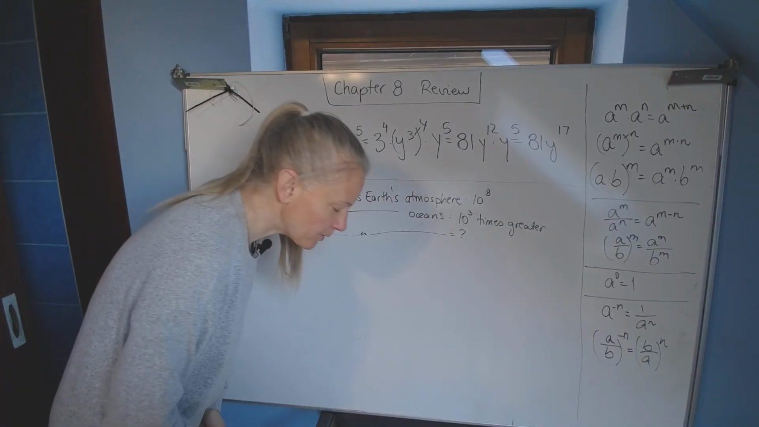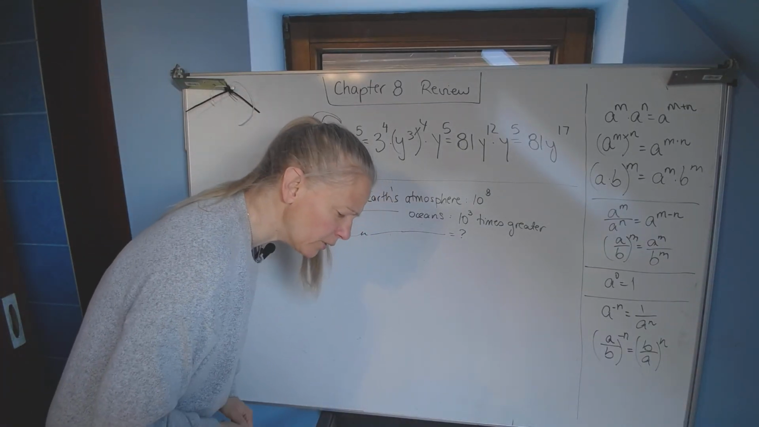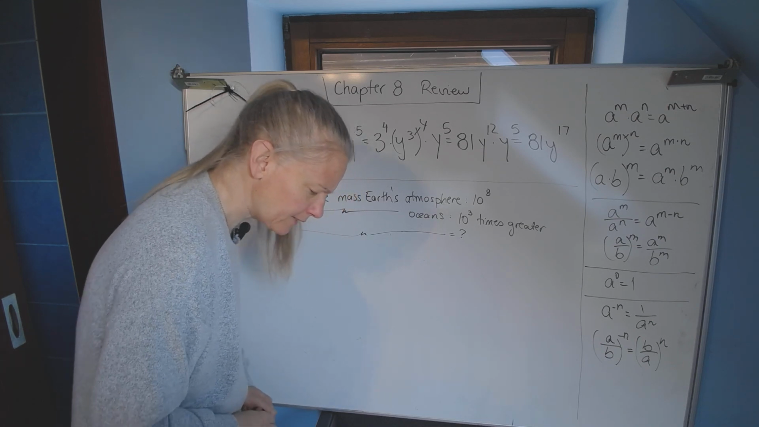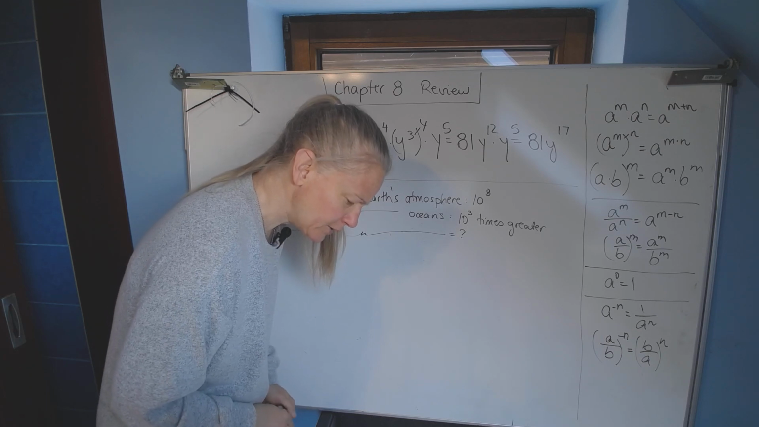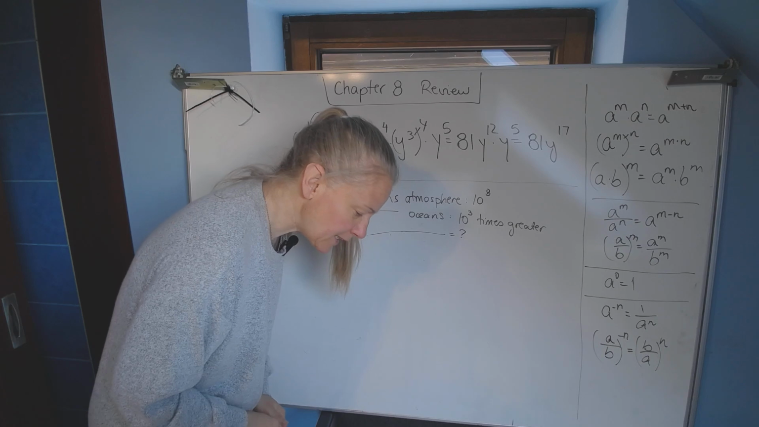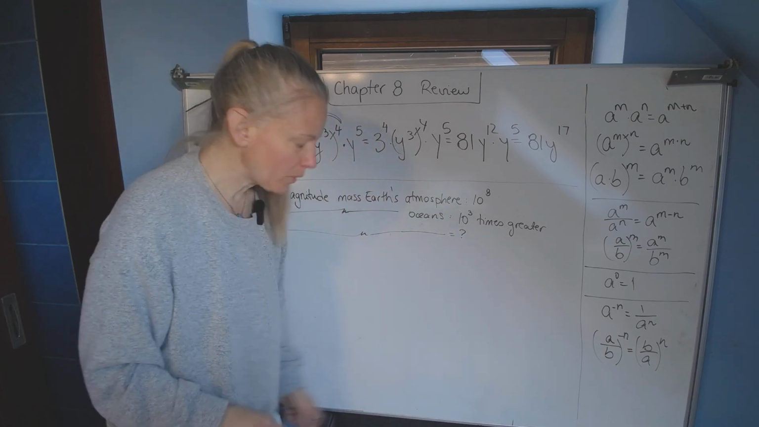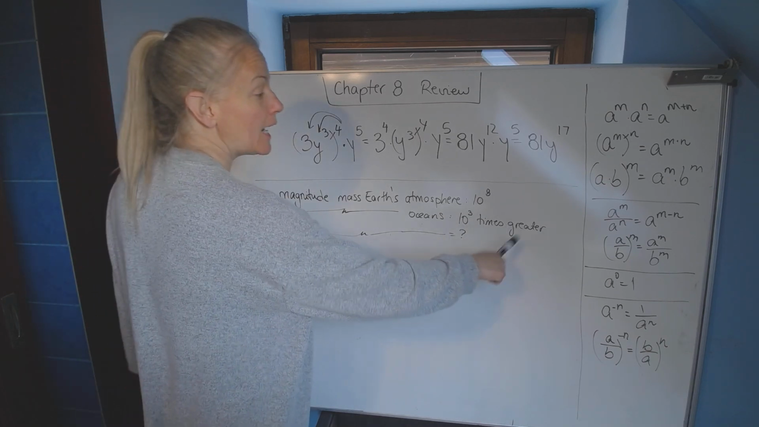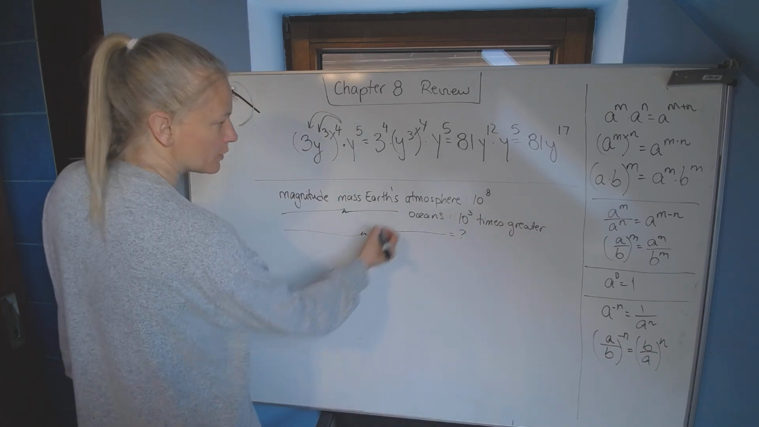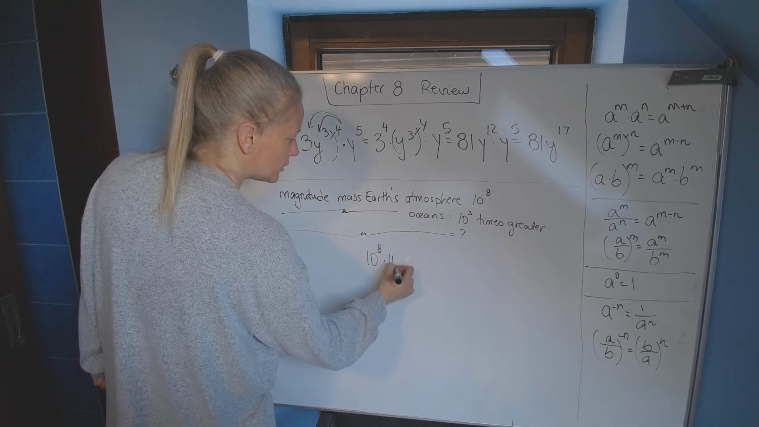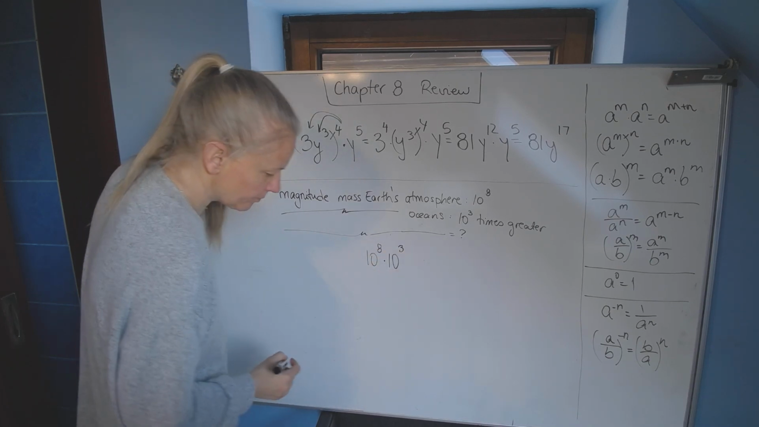The word problem in your review says the order of magnitude of the mass of the Earth's atmosphere is 10 to the 18th kilograms. The order of magnitude of the mass of Earth's oceans, that's a lot of words, guys, is 10 to the third times greater. What is the order of magnitude of the mass of the Earth's oceans? 10 times greater means multiplication. So for that one, you're going to get 10 to the 18th times 10 to the 3rd, right?